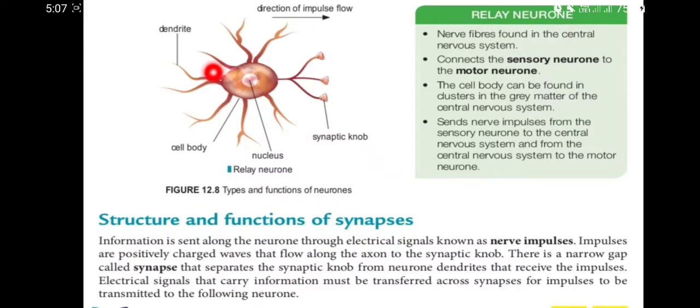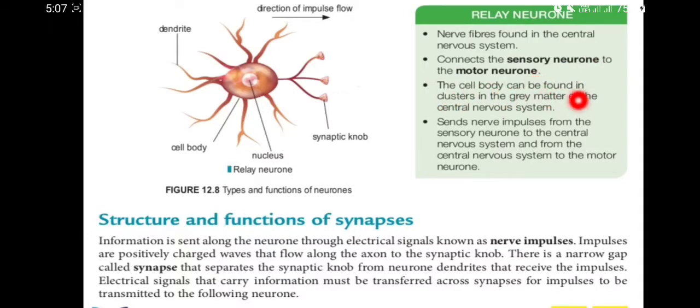So here the relay neuron has dendrites, here the cell body, this is the nucleus, the direction of impulse flow, and here the synaptic node. Nerve fibers found in the central nervous system connect the sensory neuron to the motor neuron. Maksudnya ini adalah relay neuron. Dia di tengah-tengah. Dia yang connect sensory neuron dengan motor neuron.